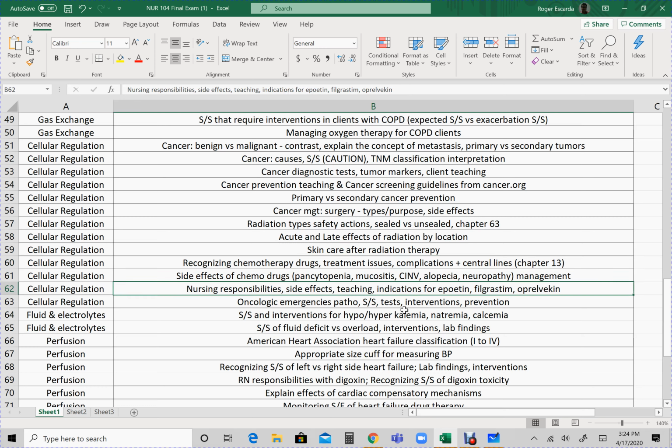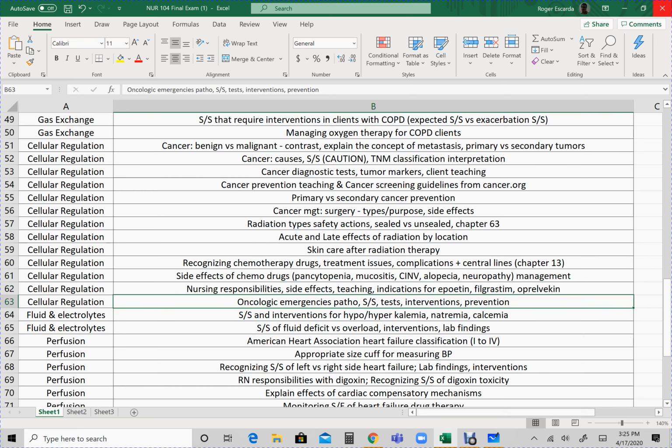Next, these are the drugs that we administer in order to increase red blood cells, white blood cells, and platelets. But your book only mentioned side effects for epoetin and pelvican, so the side effects for these two will only be the ones testable. Filgrastim wasn't mentioned, so I can't test it.